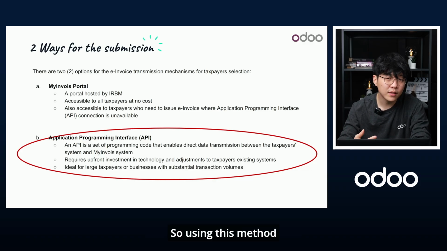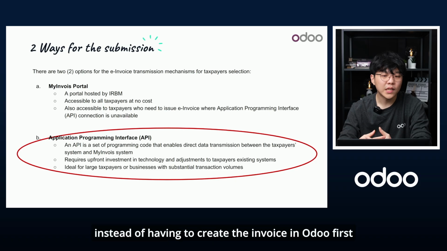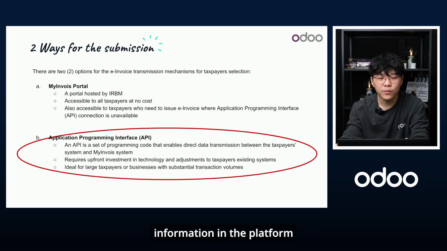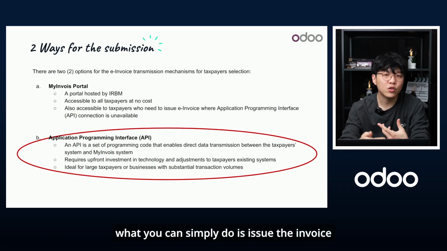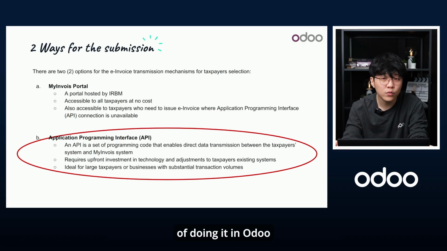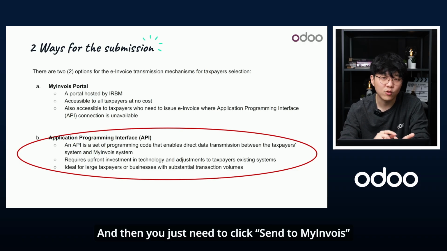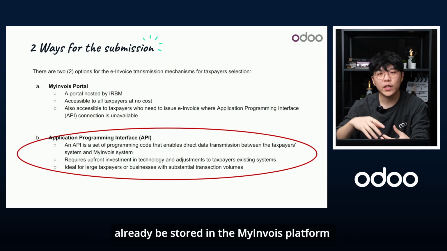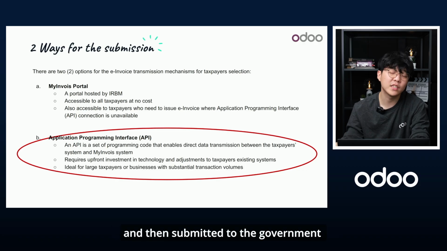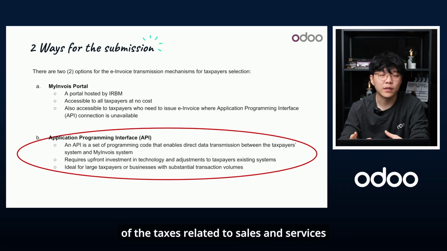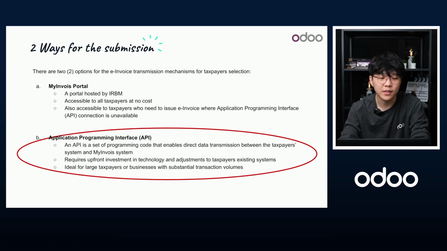So using this method, instead of having to create the invoice in Odoo first and then create the same information in the platform, what you can simply do is issue the invoice like how you do in the general standard way of doing it in Odoo, and then you just need to click send to MyInvoice, and then all the information in that invoice will already be stored in the MyInvoice platform and then submitted to the government, and then it will be used for your tracking purpose of the taxes related to sales and services.